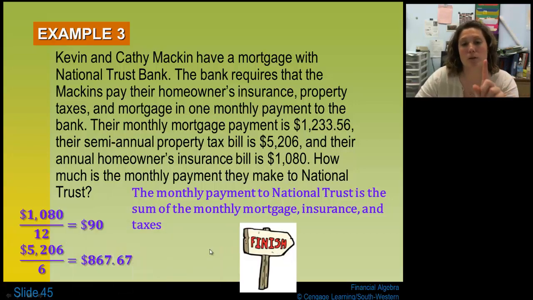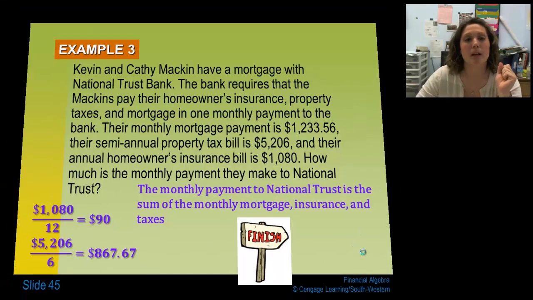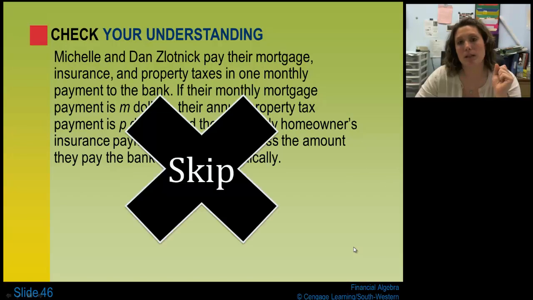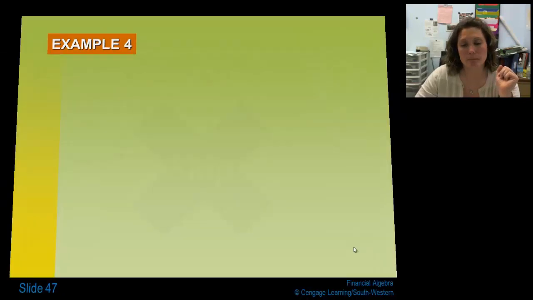So you need to go ahead and just do those 3 addition pieces, which I should see in the space on your slide. Check your understanding. We're going to go ahead and skip. So again, skip across this, please.